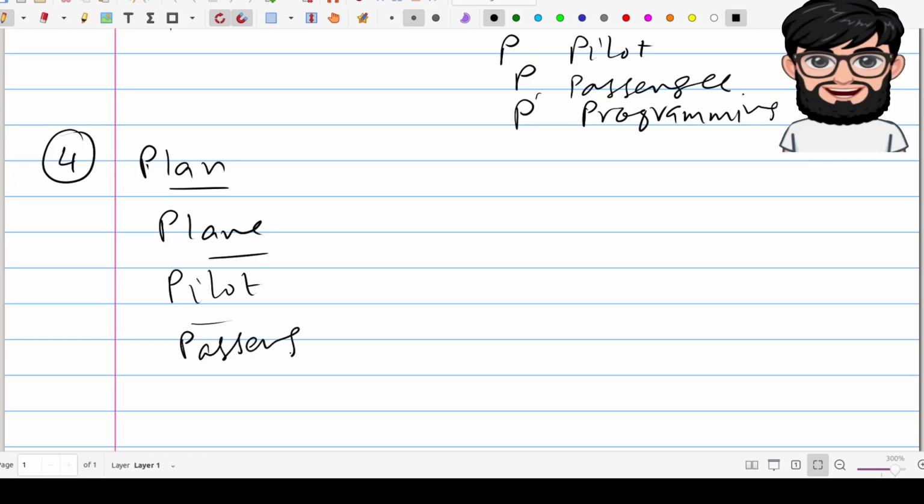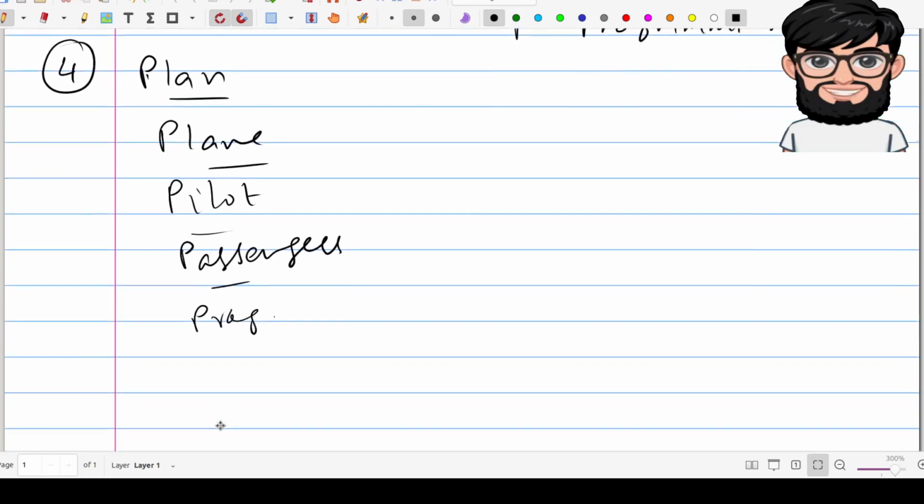Then we have the passengers, who could be pilots or non-pilots. Are they nervous or not? Are they quiet? Are they experienced or new? Stuff like that, their abilities. And then we have the programming, which includes the GPS, autopilot, those kinds of things.